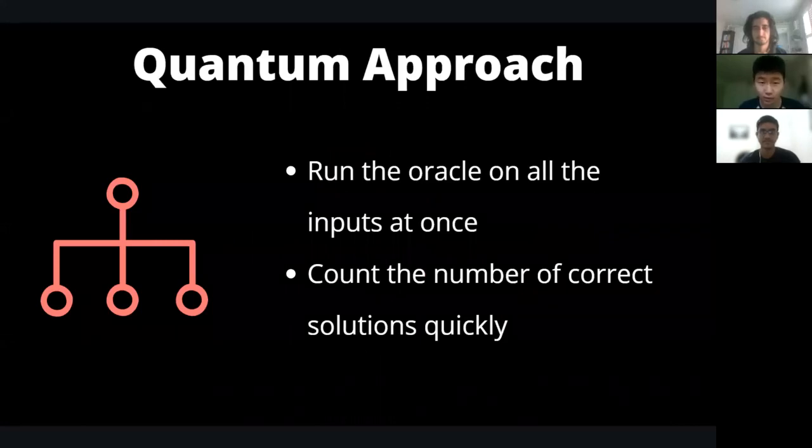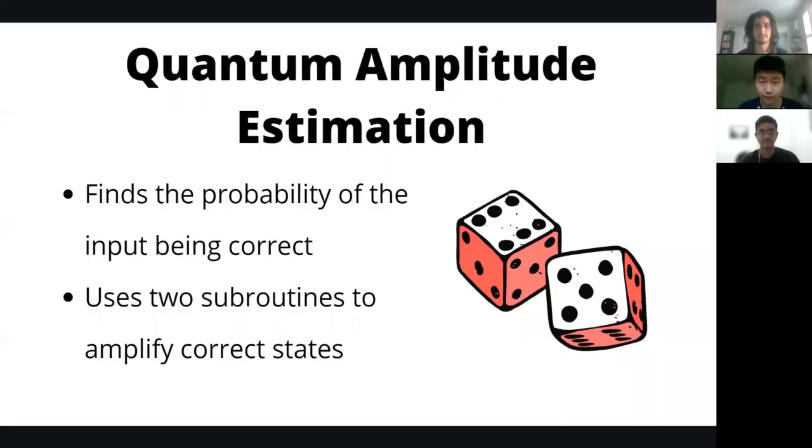The quantum approach is to run the oracle for every input at once using a quantum superposition, and then selectively count the number of correct solutions. In order to do this, we can use quantum amplitude estimation, or QAE. It amplifies the correct states and then uses them to tell us the probability of an input being correct.